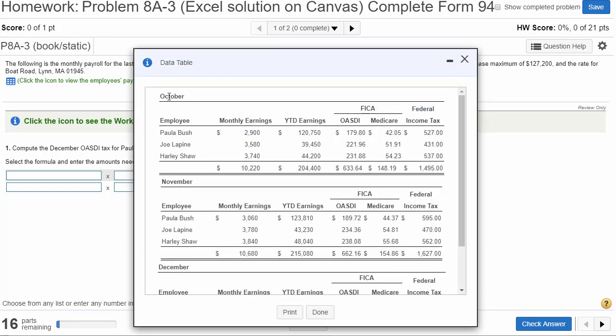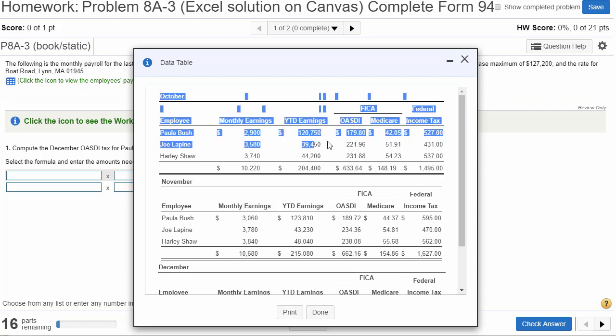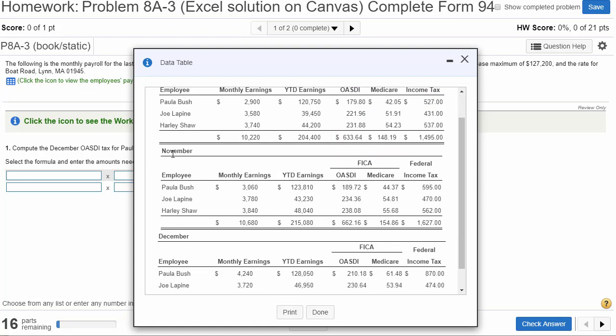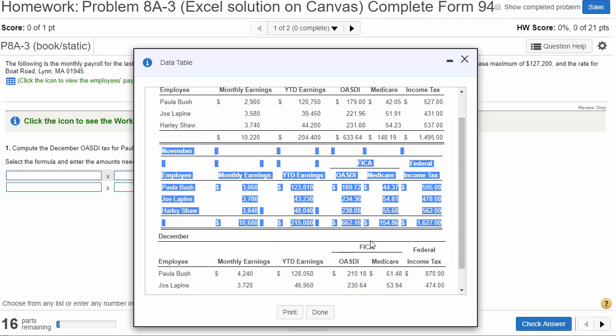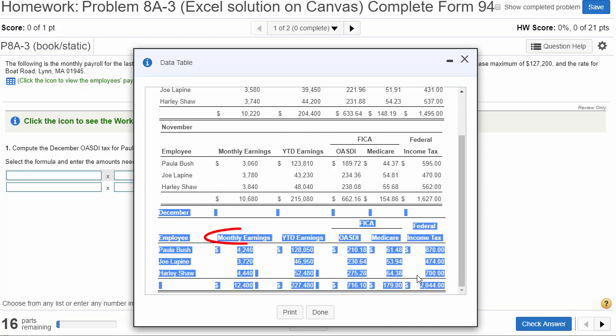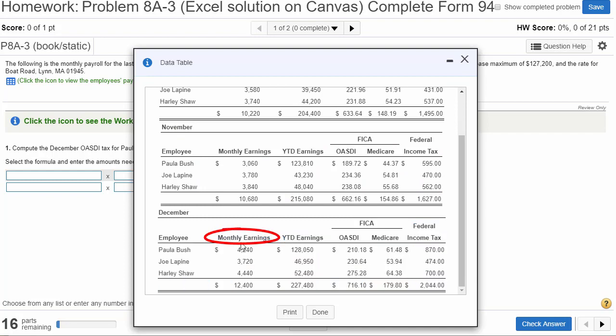So here it's showing us October's payroll information. It looks like we've got 3 employees, Paula, Joe, and Harley, and here's their monthly paycheck. So these people are paid monthly. And it gives you their OASDI tax and the Medicare tax and the FIT, federal income tax, withholding. We've also got November right here, and then we've got December. What's a little bit different is that these people are going to be paid monthly.